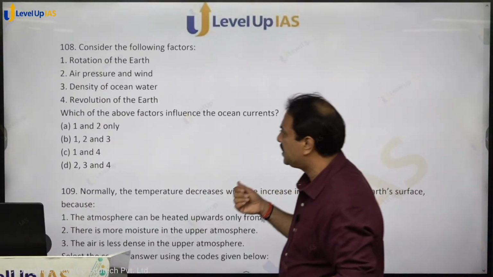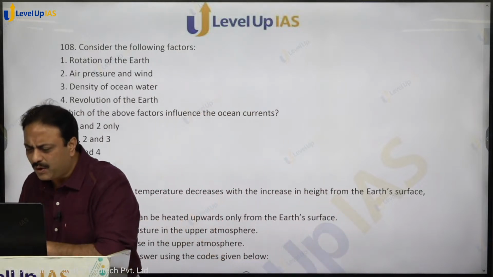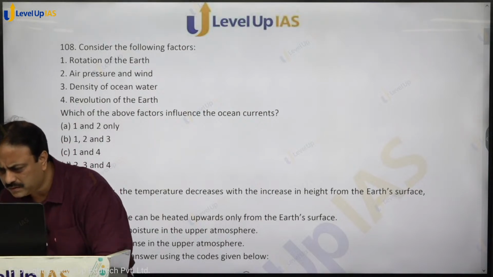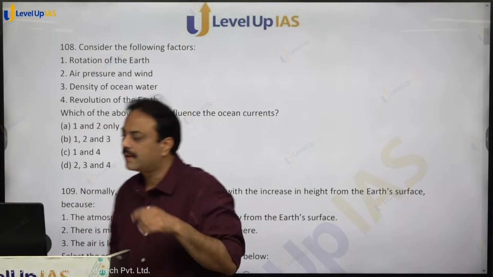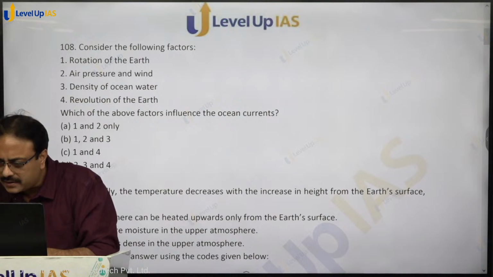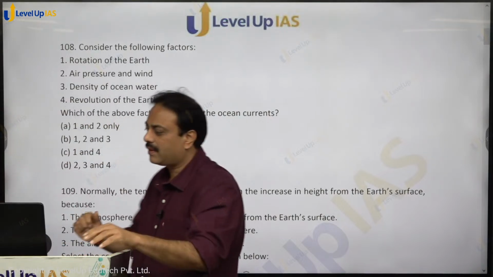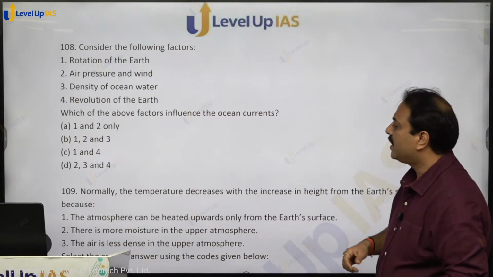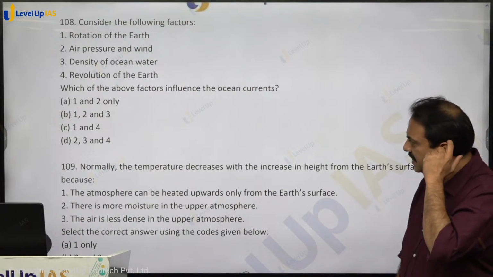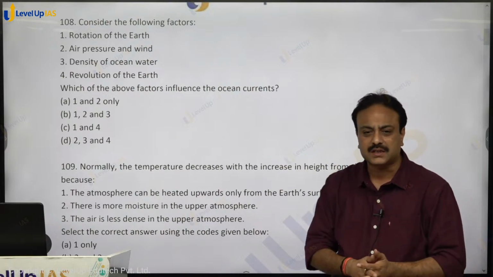Question number 108. Consider the following factors. The factors are written over there. Have a look at the factors. Yes, Canary is a cold current. Rotation of earth, air pressure and wind, density of ocean water, revolution of earth. Which of the above factors influence the ocean currents?